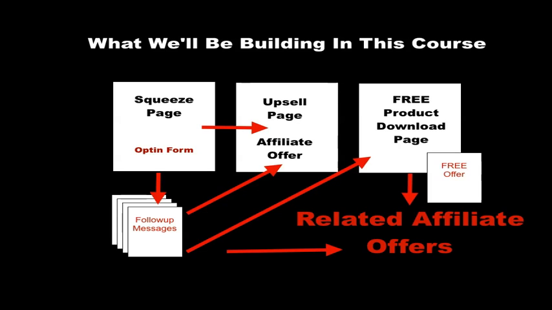Here's a little diagram of exactly what we're going to be creating. You can see we have the squeeze page over on the left there with the opt-in form. After a subscriber opts in, they're going to be immediately brought to our upsell page, which in this case is going to be an offer that we're going to be an affiliate for. It won't be our own product. We'll be affiliates and able to earn commission on someone else's product.